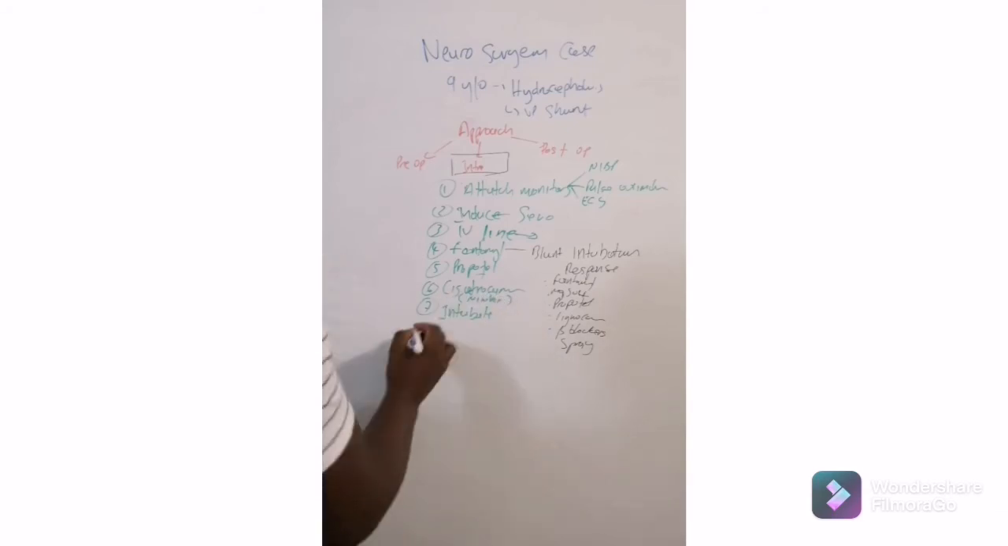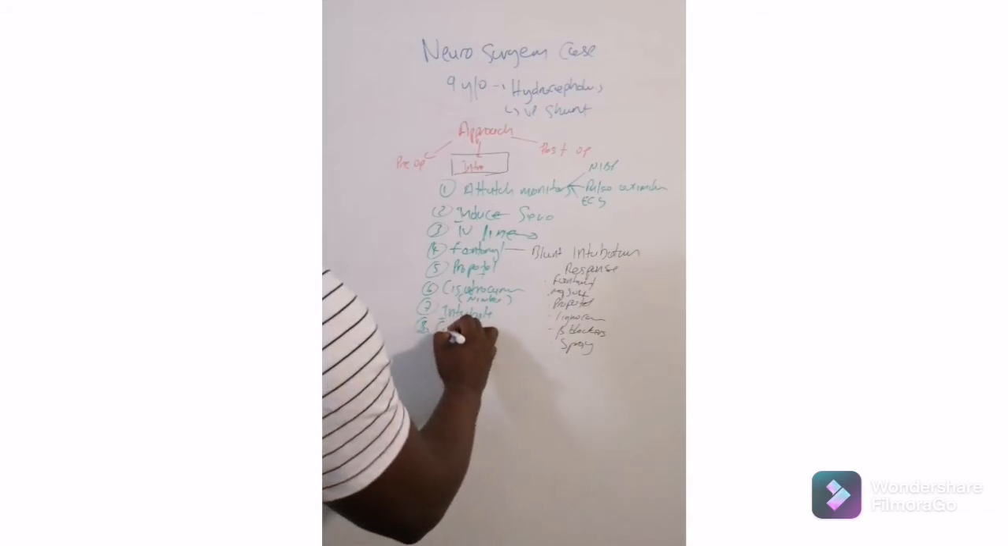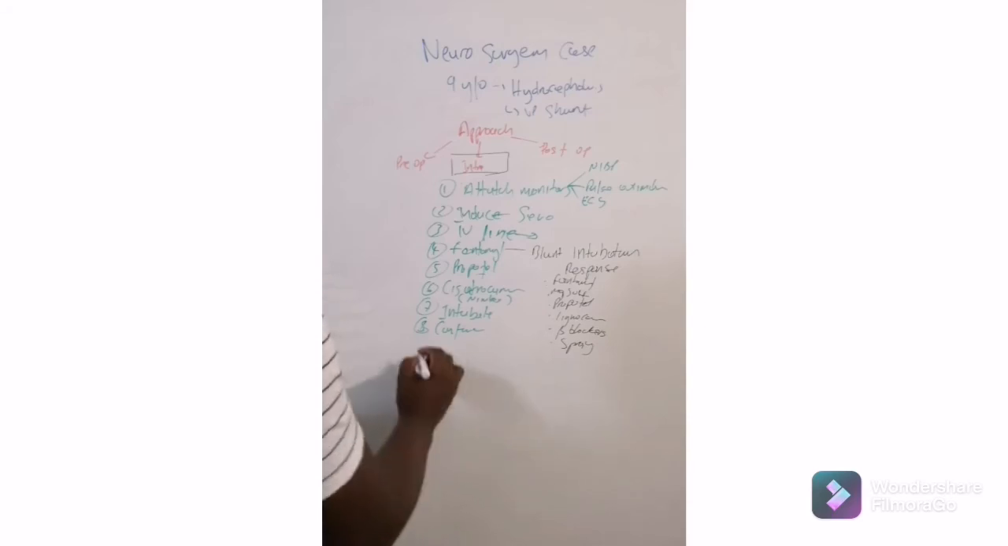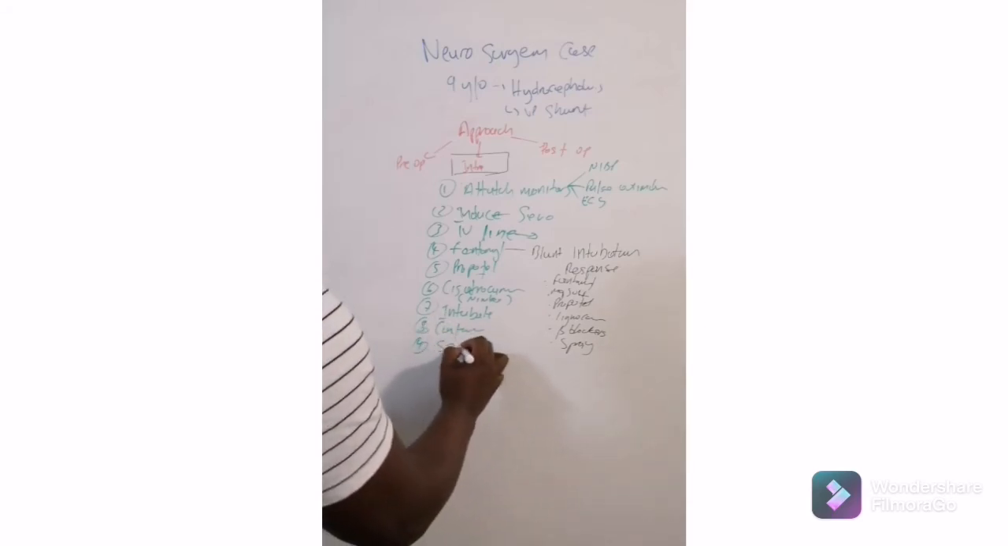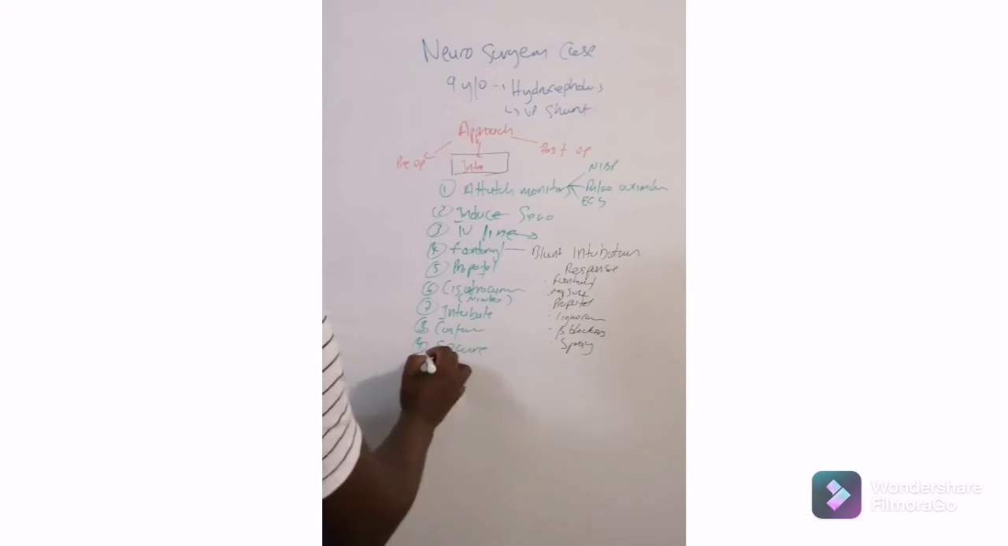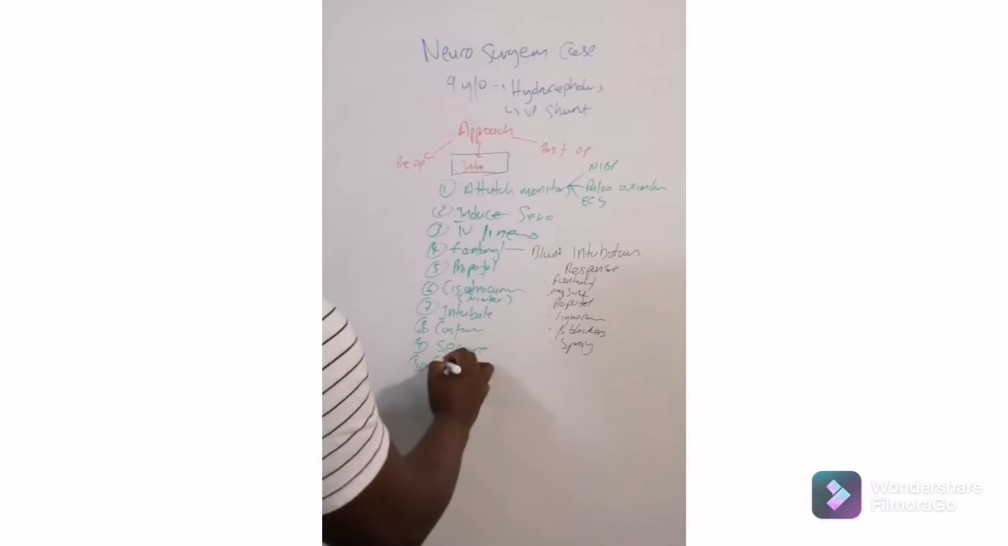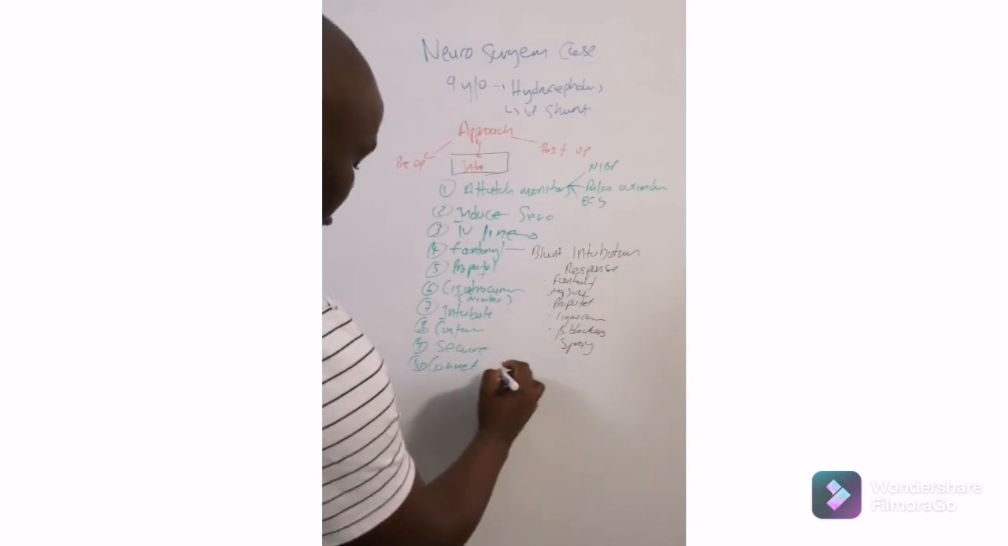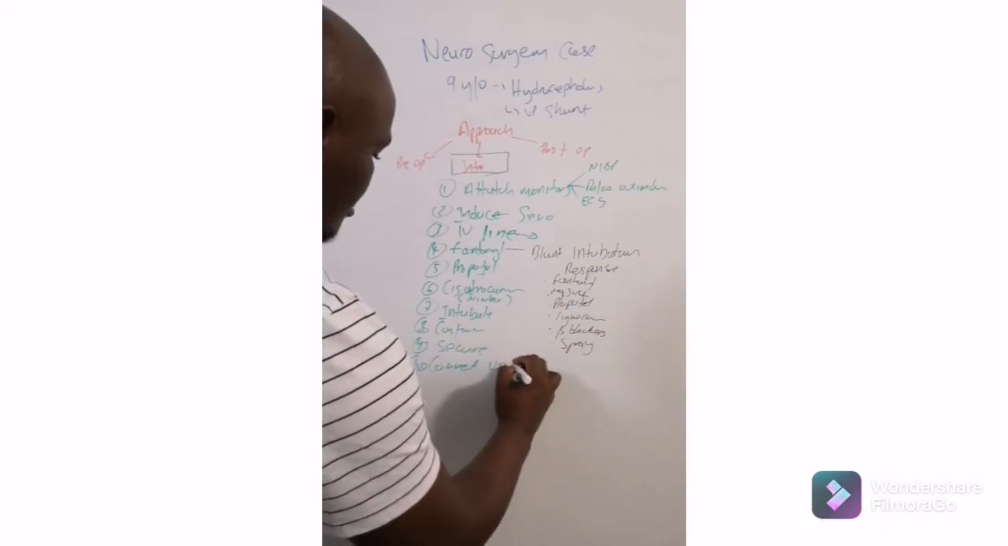Right? After intubation, you confirm it. You confirm placement, and then you secure. After securing it, so you connect the patient to the ventilator.